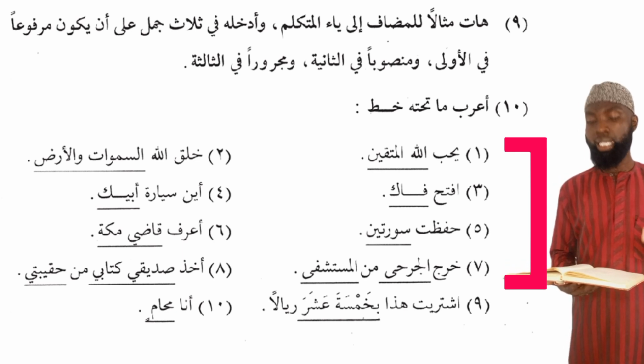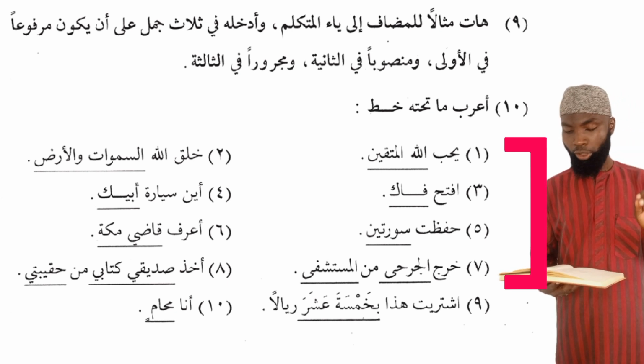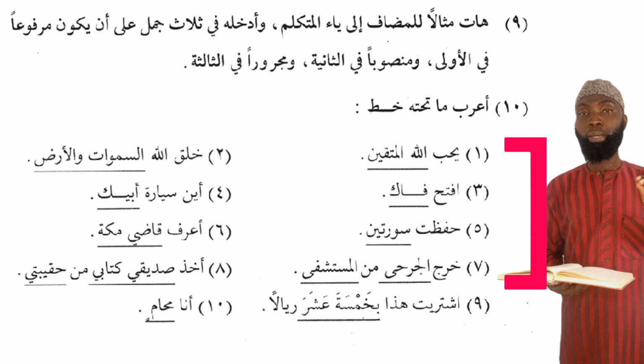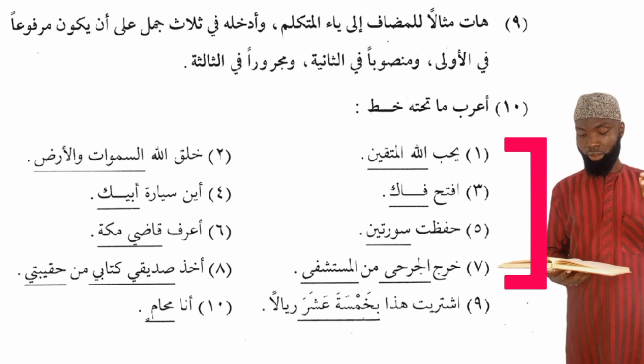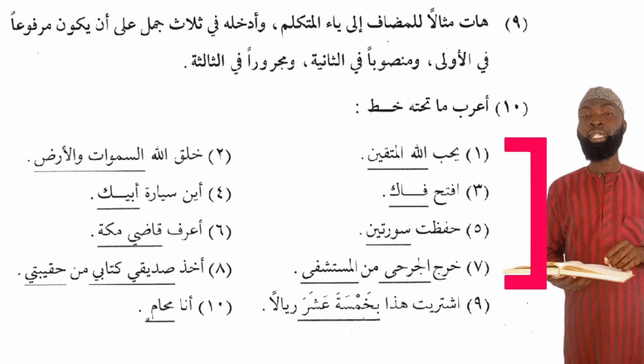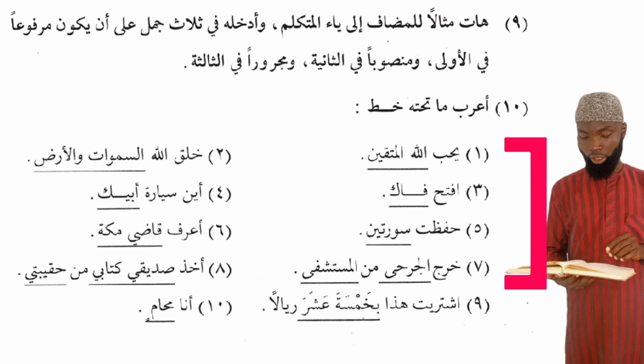Akhadha sadiqi kitabi min hakibati. Sadiqi is fa'ilun marfu' wa alamatu raf'ihi ad-dammatul muqaddara. Kitabi maf'ulun bihi mansub wa alamatu nasbihi al-fathatul muqaddara. Then hakibati, that is ismun majrur wa alamatu jarrihi al-kasratul muqaddara.